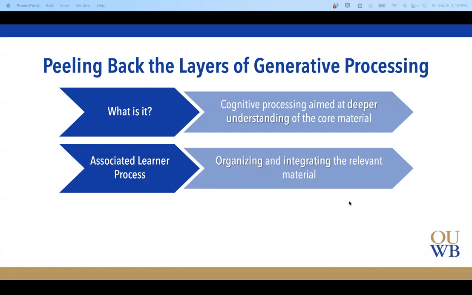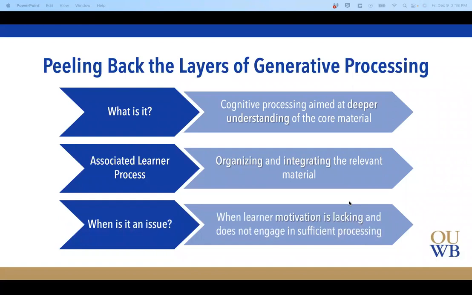If learners don't have that motivation, they may or may not select the correct information. And even if they've paid attention long enough to select some information, they may not persist through that organization piece, that creating of the mental representation. And certainly if they don't do either of those things, they're not going to be able to integrate any new information with what already exists. It's an issue when motivation is lacking. So when learners don't engage in sufficient generative processing, they're really not getting these new bits of information that we want them to get into long-term memory.